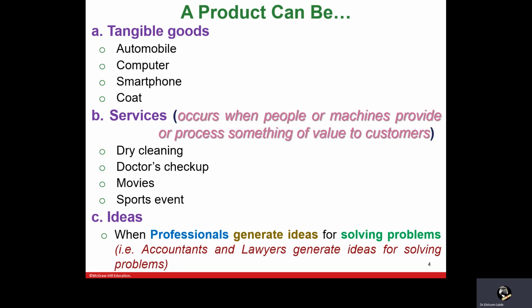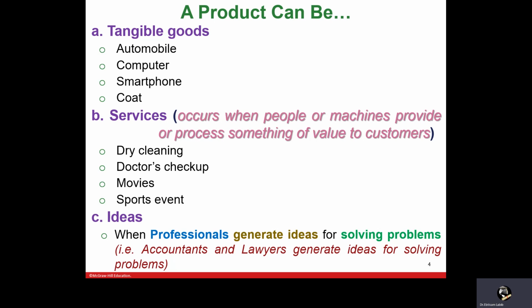The product could be tangible or intangible, whether they are services or ideas. So the tangible goods include the cars, the computers, the mobiles, and the clothes. So that's what makes them tangible. I can see them, I can sense them, I can touch them.